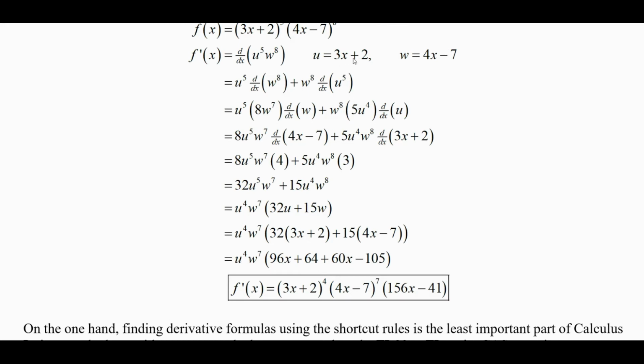Substitute back in the u and w right there into here. And our final answer is f prime of x equals 3x plus 2 to the 4th times 4x minus 7 to the 7th times 156x minus 41. The factored form is pretty useful there because one of the things that we want to find often is when the derivative is 0.